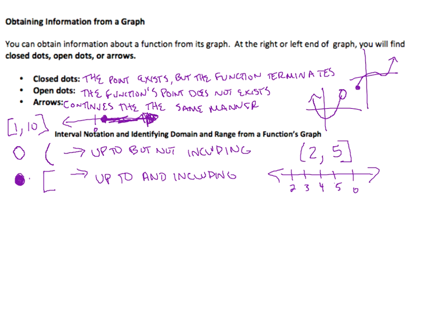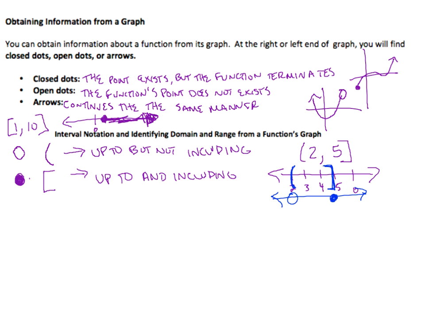between 2 and 5, not including 2 though. Now, 2.000001 is included, but the actual number 2 is not. So I could have also graphed this using an open circle here and a closed circle here. It would mean the same thing.